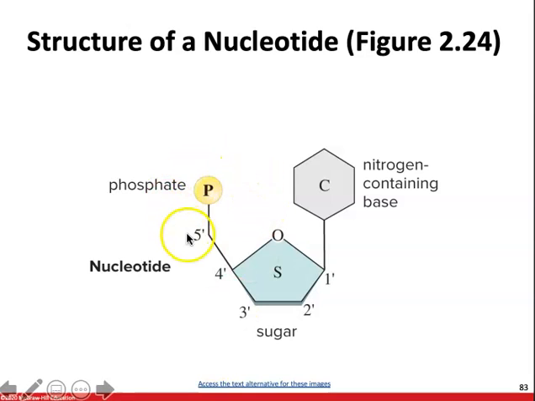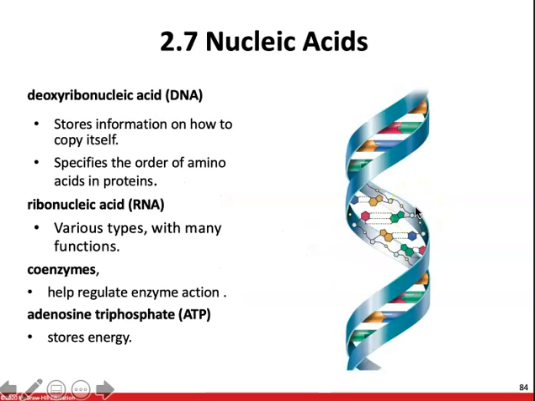All nucleotides are going to have a phosphate head, a sugar, and a nitrogen-containing base. So shown here, we have a sample of DNA. DNA is just one type of nucleic acid. It's going to store information on how to copy itself, and it's going to specify the order of amino acids in proteins. Ribonucleic acid, RNA, is going to have a lot of different types with a lot of different functions, depending on what their role is.